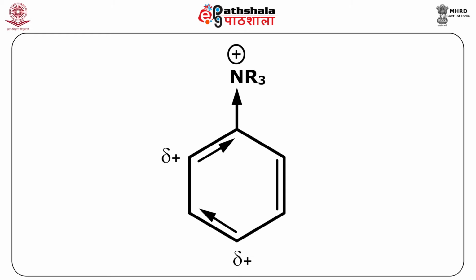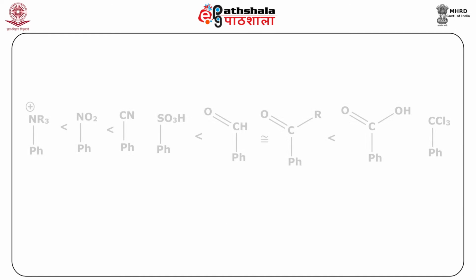Now, as you can see here, the electron density in the benzene ring using these groups is basically being pulled towards the nitrogen atom carrying the positive charge, and thus there is a positive charge on the ortho and para positions of the aromatic ring. However, there is comparatively no positive charge on the meta position, thus they are meta directing.